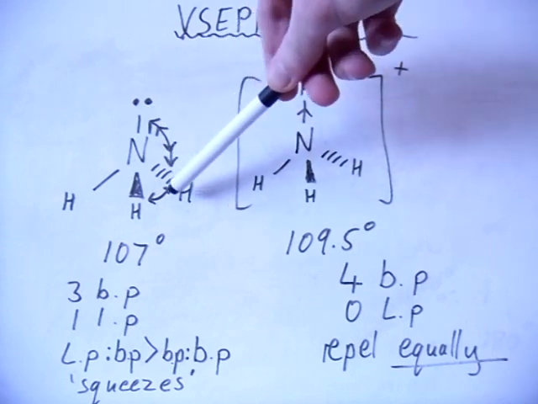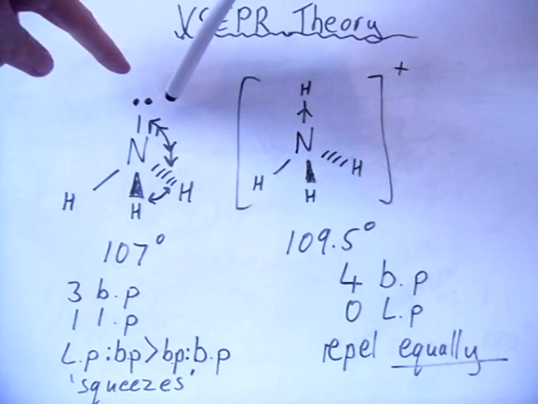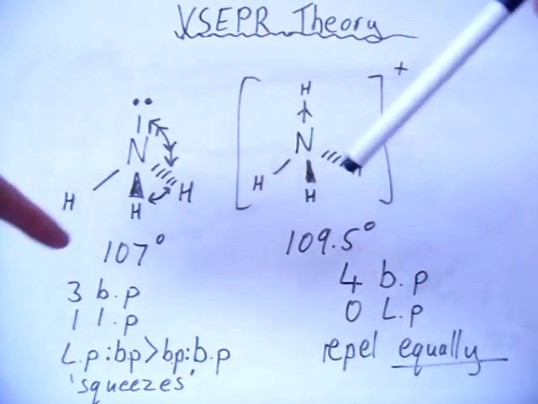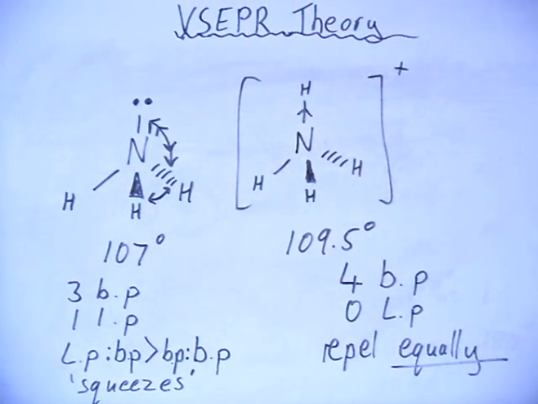So because there's more repulsion here than there is here, this lone pair presses down on all of these 3 and squeezes them together. Hence we have a lower angle. And that's just about everything I can think of for the VSEPR theory.